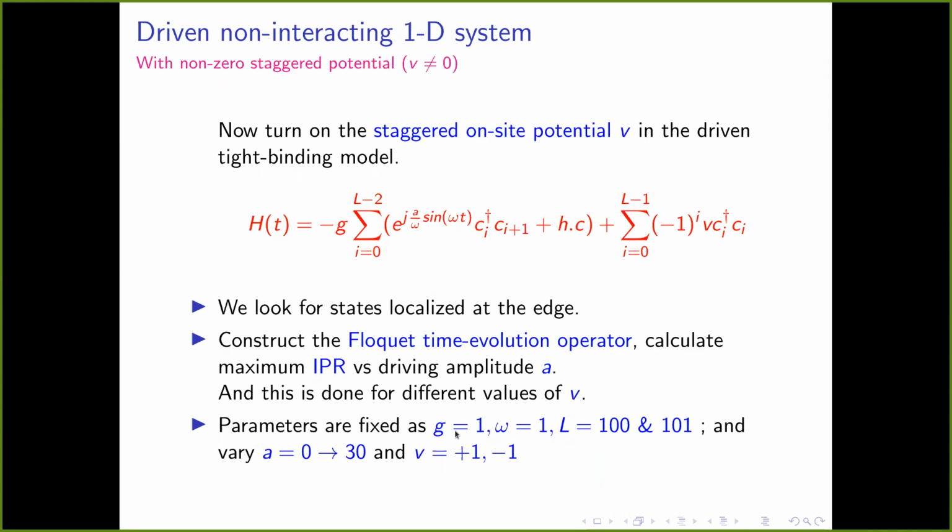So I fixed the parameters G equals 1, omega equals 1. L I have taken 100 previously, but here I will take 100 and 101 because there is a difference that I will explain, and vary the driving amplitude from 0 to 30. And all of them I have done for V equals +1 and -1.